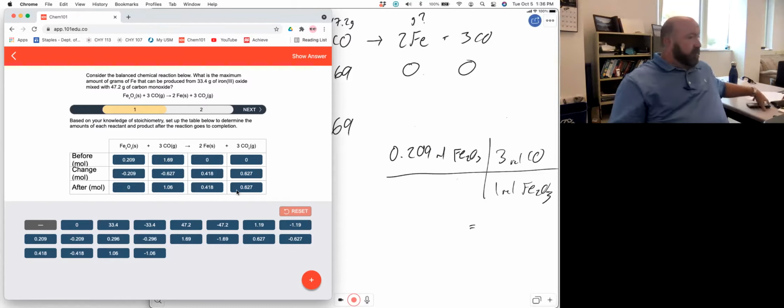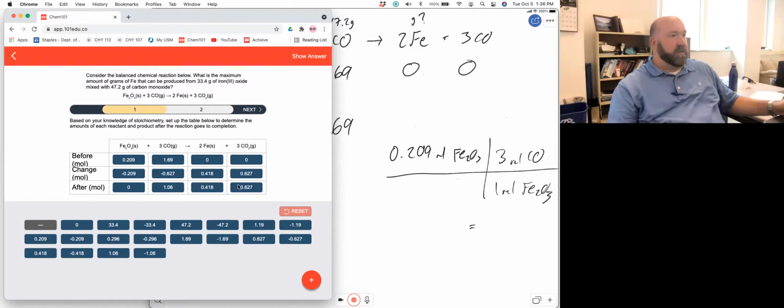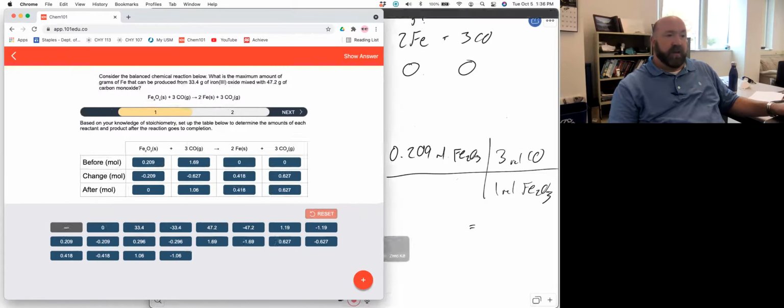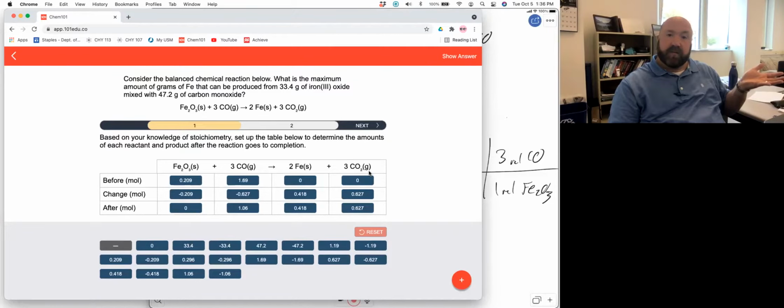And let's just make sure that this one does work out. And so we have our 0.418 moles of iron that we said we formed at the end, multiplied by iron's molar mass, the 55.85, and sure enough, we get 23.3 grams of our iron 3 oxide, or sorry, grams of our iron. And so that would be our final answer.